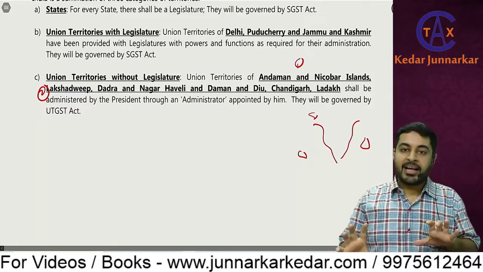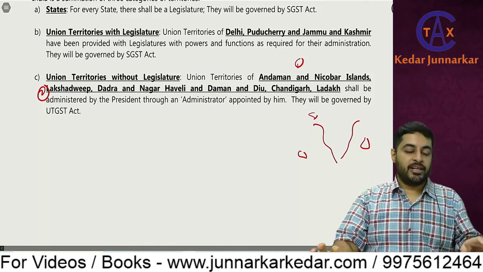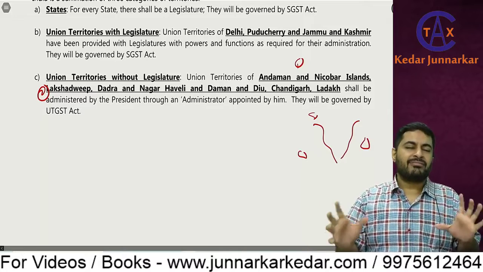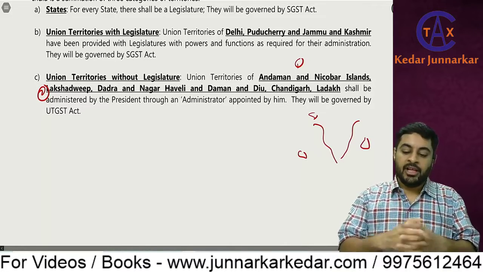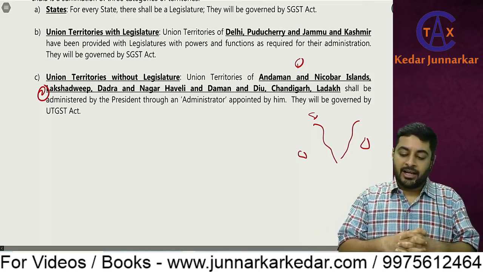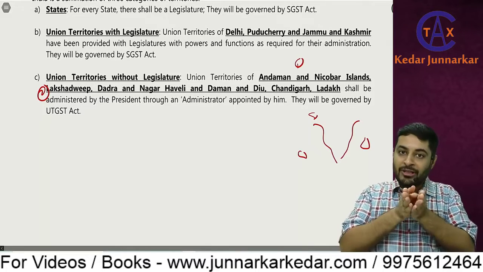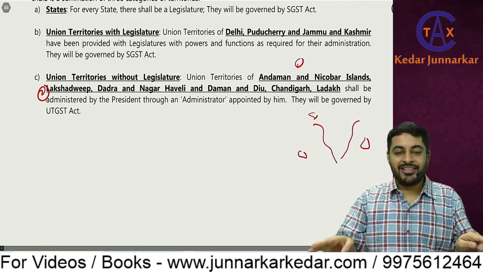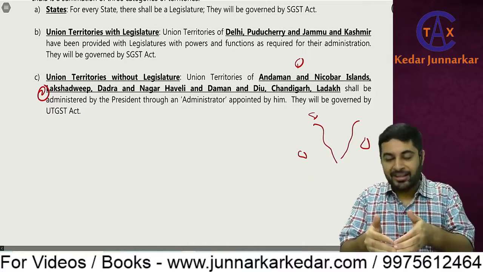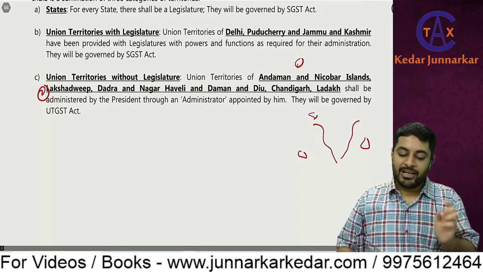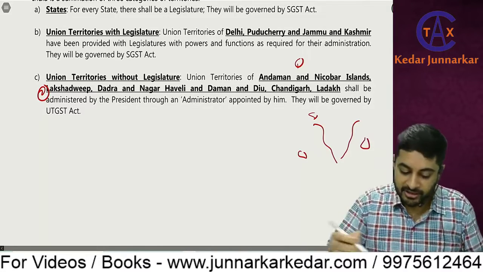Earlier Dadra and Nagar Haveli was a separate union territory, and Daman and Diu was a separate union territory. Recently they have merged them and made it one. So two union territories were merged together. One state was bifurcated into two union territories, Jammu and Kashmir and Ladakh. Two union territories were combined into one. So there is only one union territory now, Dadra and Nagar Haveli, Daman and Diu. So this is third.